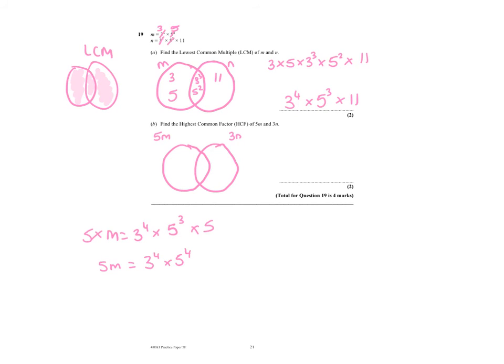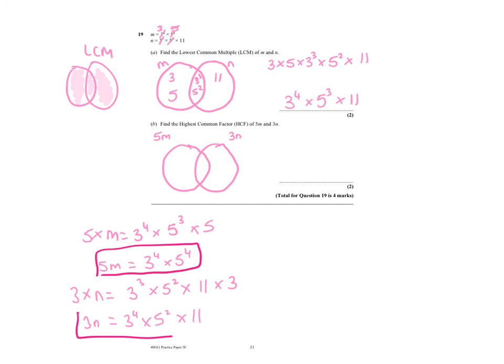For then 3 lots of n, well, my n already equals 3 to the power of 3 times 5 squared times 11. So if I have 3 lots of that, I'm going to multiply the right-hand side by 3. So I get 3n equals 3 to the power of 4 times 5 squared times 11. So now I'm going to use the same method as I did before to put it into the Venn diagram. So the highest common factor is 3.